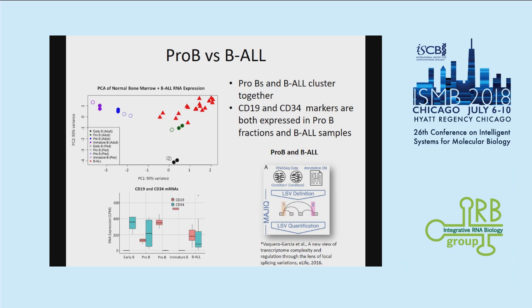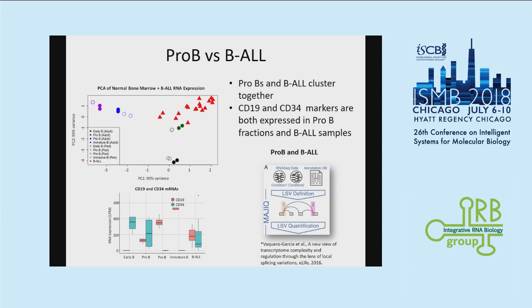So with the help of the Barash lab and in close collaboration with them, we ran the MAJIQ algorithm. So how this works is that you have 2 conditions. In this case, we have the normal pro-Bs versus our leukemias. And then it defines LSVs. LSVs stand for local splice variation. And then we can quantify them and then call differential LSVs.